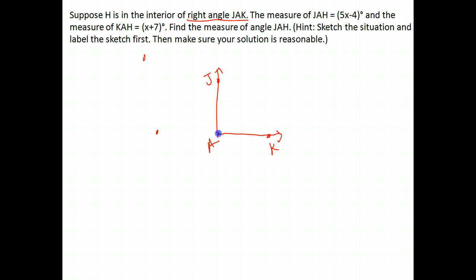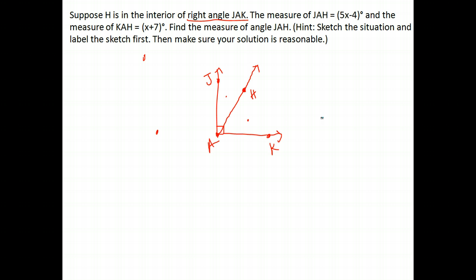It says H is on the interior, which means it's a point somewhere inside of the angle, like that. And then it says we have an angle going through that. So I'm going to go ahead and draw. So notice now I have two angles. I have JAH up here and HAK down here.